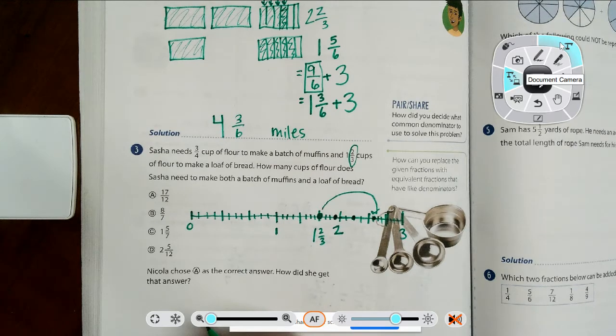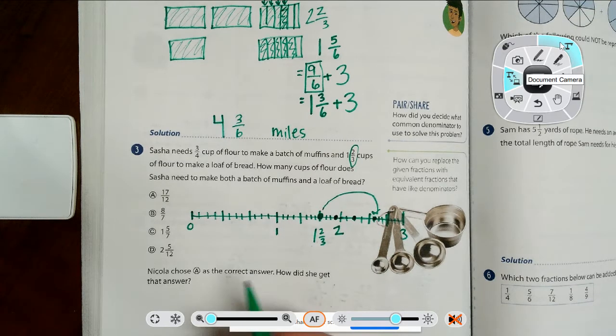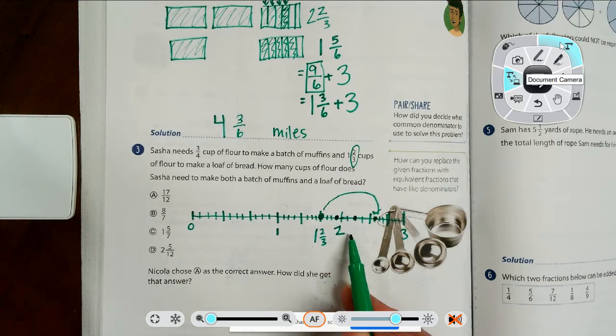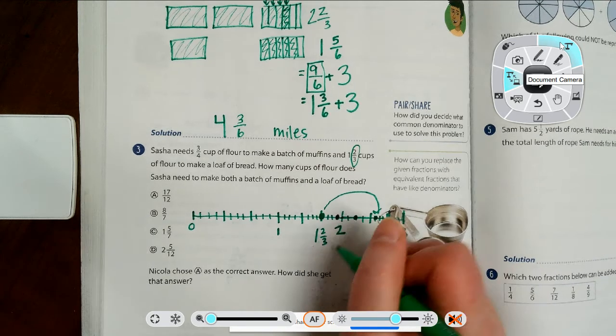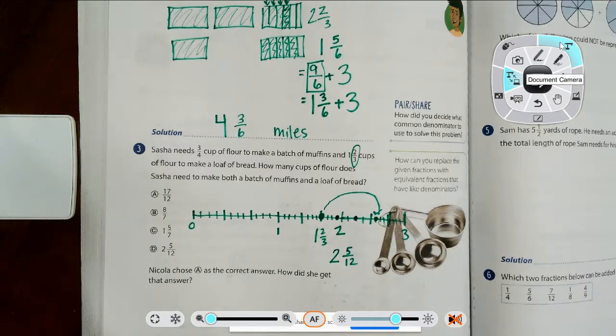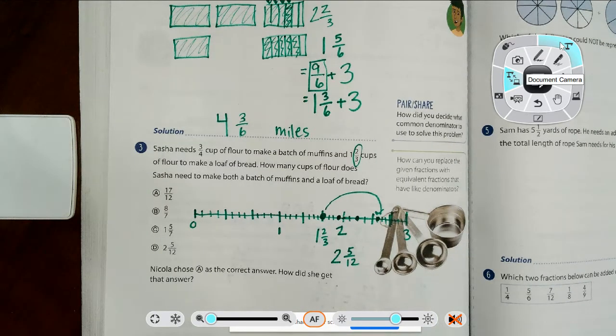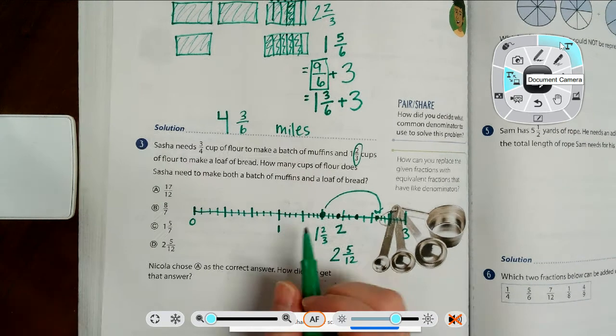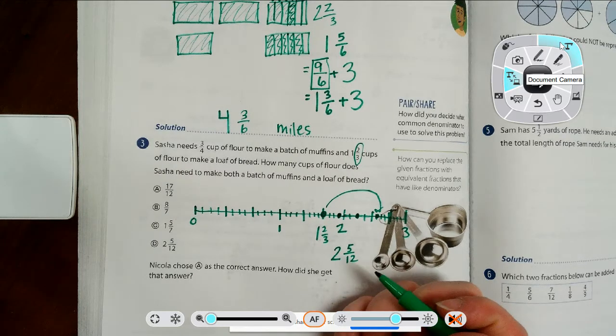Okay, so what does that mean? I landed at 2, and then we got to count them. How many 12s? 1, 2, 3, 4, 5 12s. 2 and 5 12ths. Now, I'm going to check that, and I'm hoping I'm right. Okay. So, how do I check that?